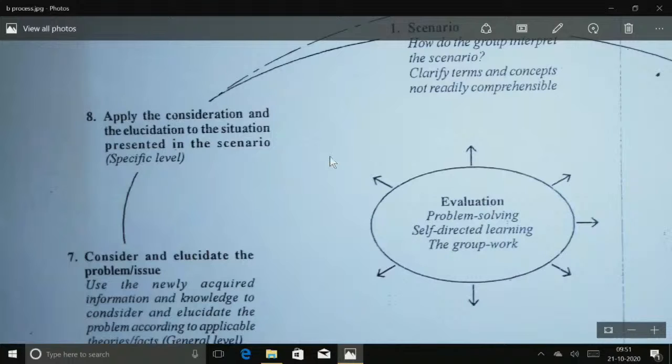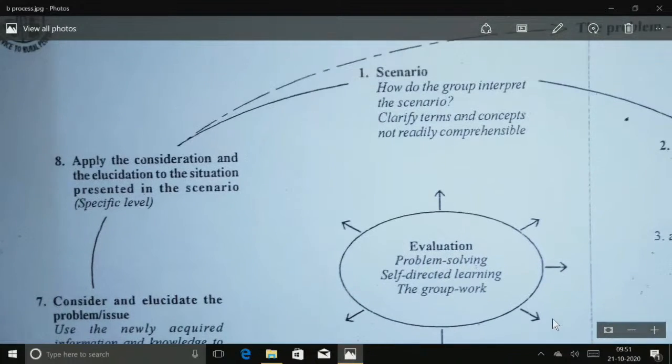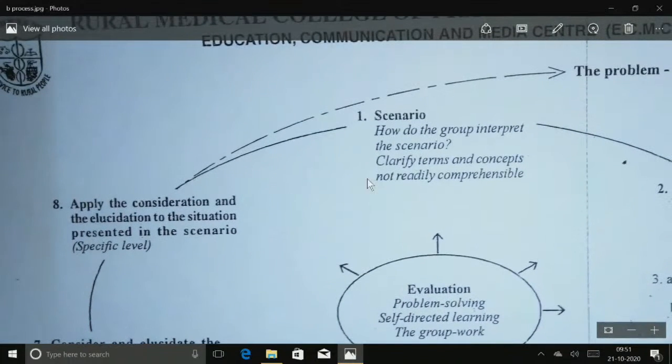I'll just quickly revise the whole cycle once again. If you want, you can take a screenshot on your mobile if you have seen the whole screen, or you can note it down. So the first step was the scenario, your interpretation as a group as a whole. Number one, the first step is the scenario. So you will be presented with the scenario and you will have to interpret it.